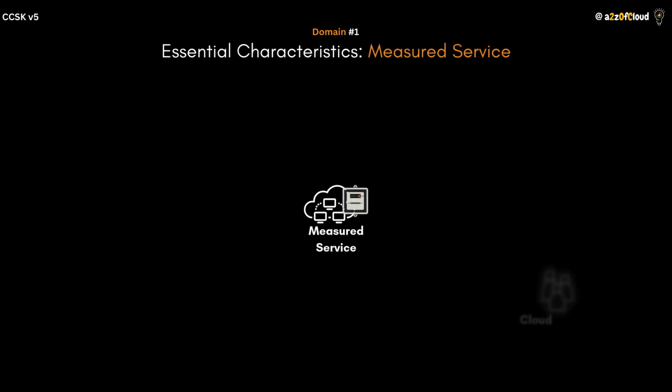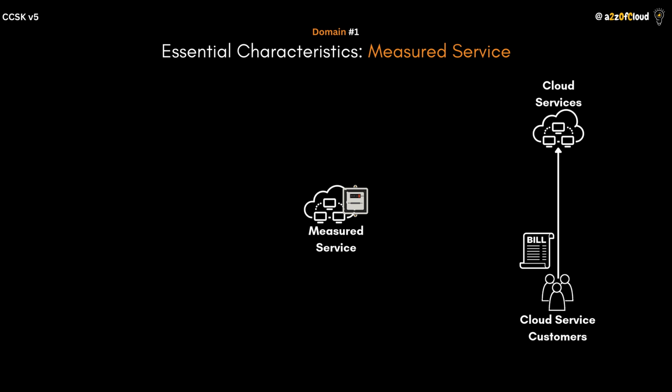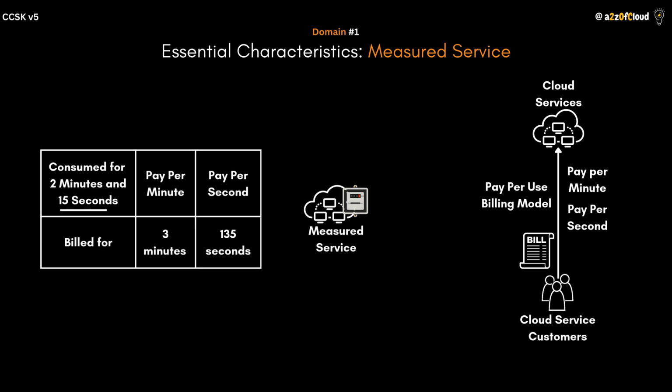Measured service. Cloud service customers are billed based on the consumption of cloud services rather than paying a flat fee or investing in infrastructure up front. This model allows for pay-per-use billing model. Pay-per-second or pay-per-minute billing is a refined approach of the pay-per-use model. If you consume a cloud service for 2 minutes and 15 seconds, with pay-per-second billing, you would be charged for exactly 135 seconds. With pay-per-minute billing, you would be charged for 3 minutes because any fraction of a minute is typically rounded up.